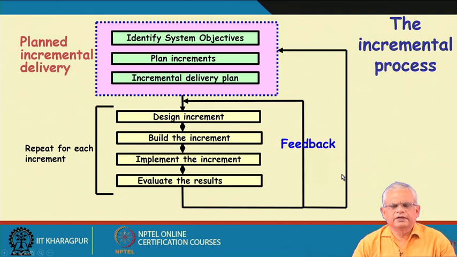If we diagrammatically represent this model of development, first we gather all customer requirements, document them, and then plan the increments and also the incremental delivery plan. Then design the increment, build the increment, implement the increment, and then give it to the customer for evaluation of the increment, and then use that as feedback and take the next increment, and so on.